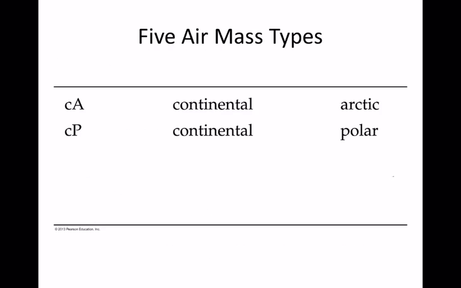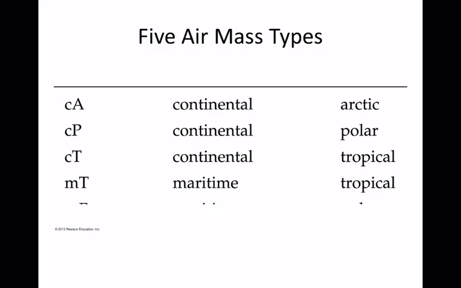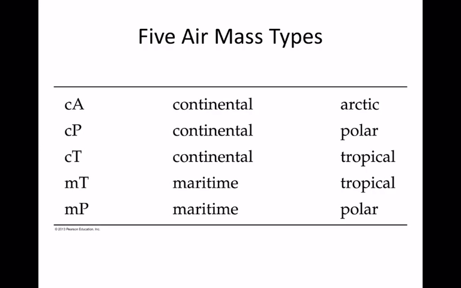This is just a figure from the textbook. So, five types of air masses. Anybody see which ones may be missing? Stationary? No, a type of air mass. That's a type of front.